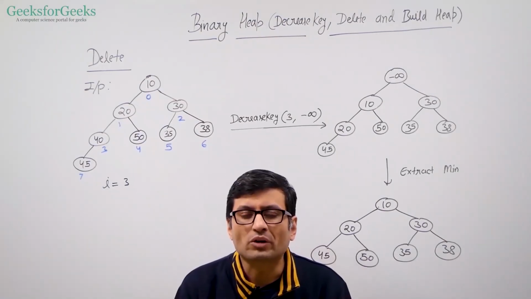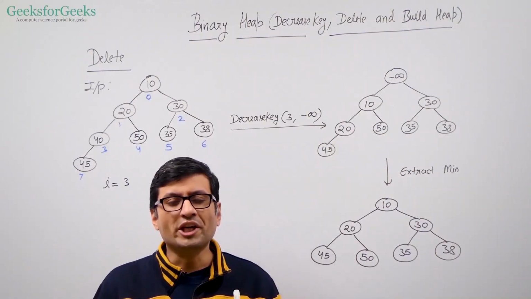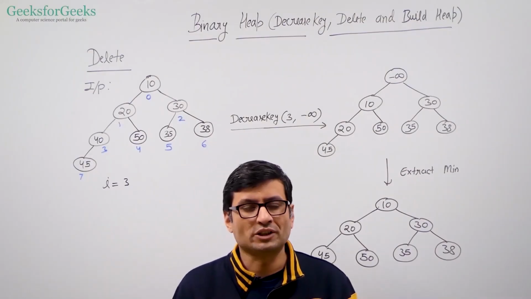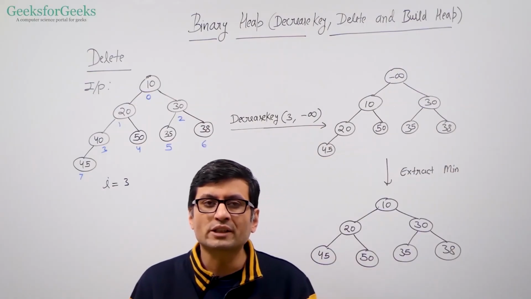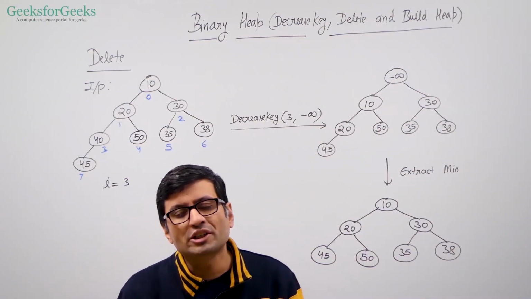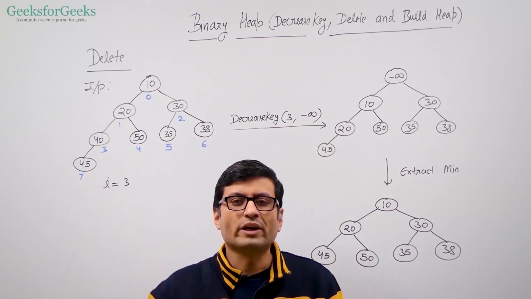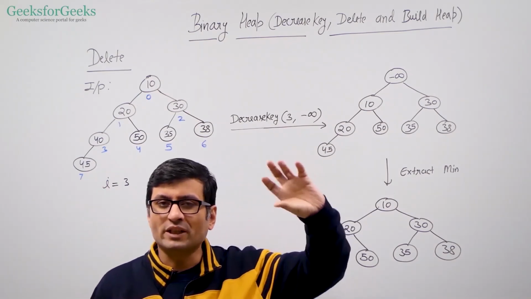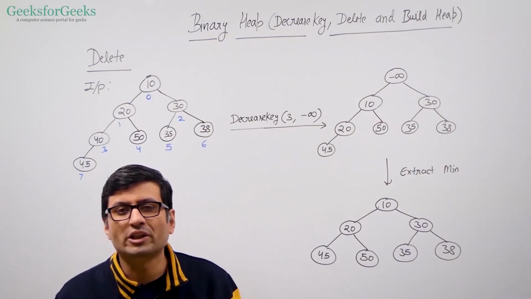Let us now talk about the algorithm for delete key. The idea is simple. Your delete function mainly calls two functions. It first calls decrease key for the given index with the modified value as minus infinity. When you call decrease key with minus infinity, this key reaches the root. And once this minus infinity key reaches the root, you simply call extract minimum. That's all, and you've deleted the key.